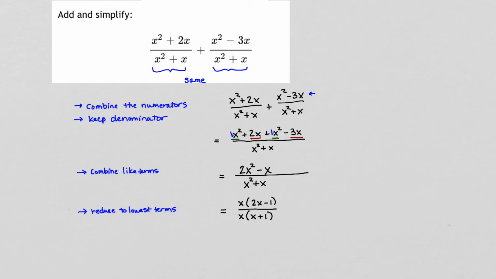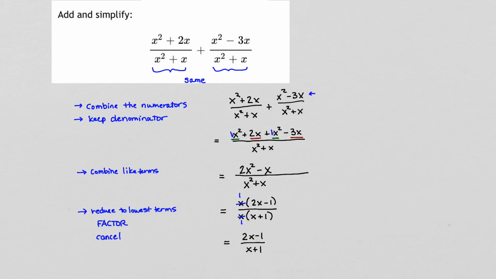I want to write that down again. In order to reduce to lowest terms, what must we do? We must factor both the numerator and the denominator first. And after we factor, then we can go about canceling common factors from the numerator and the denominator. So the first thing you have to do is factor. The second thing you do is cancel. Notice that we have a common factor of x that appears both in the numerator and the denominator. We can cancel that, and that will leave us with the final answer, which is 2x minus 1 over x plus 1.